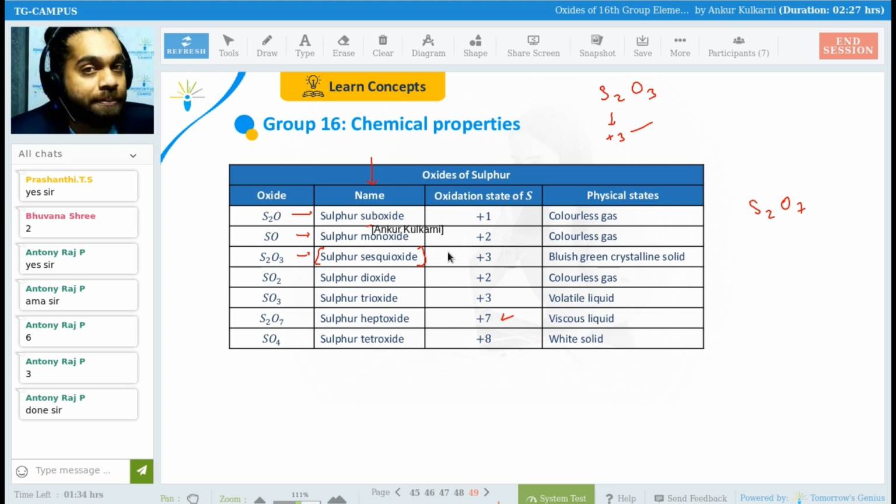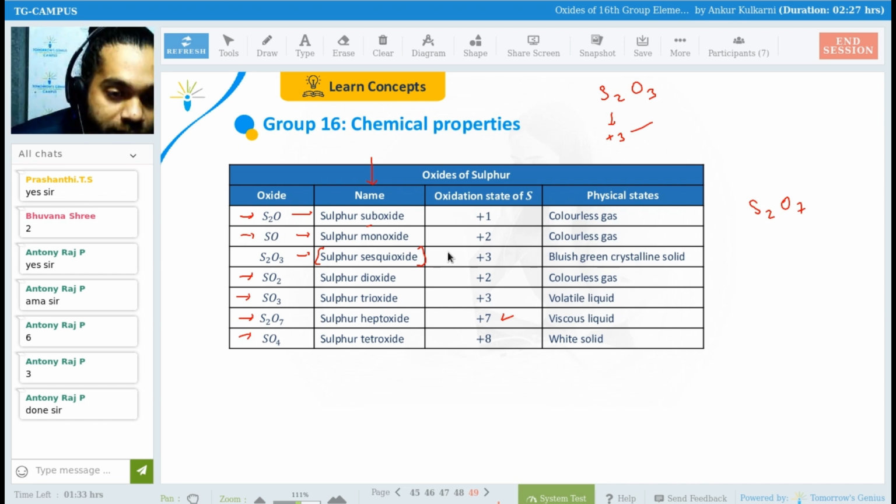See, suboxide. That means what? Your oxygen is less than sulfur. Suboxide, so sulfur is dominant. So S2O. Monoxide we already know. Dioxide we already know. Trioxide, yes, we know. Heptoxide, yes, we can know. Tetroxide, it is fine, we will understand.